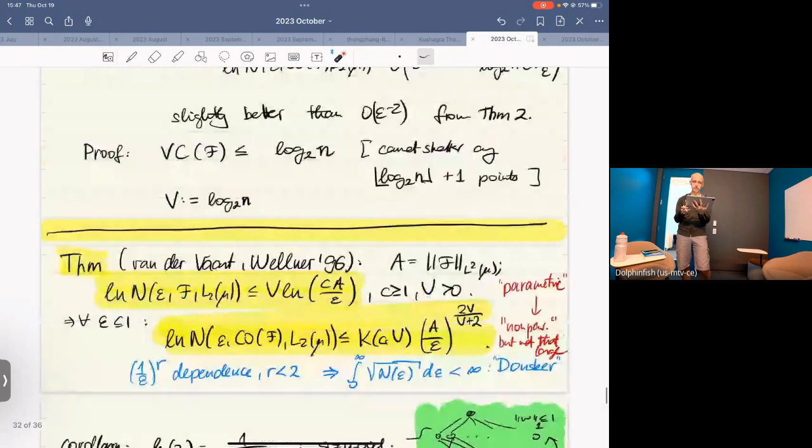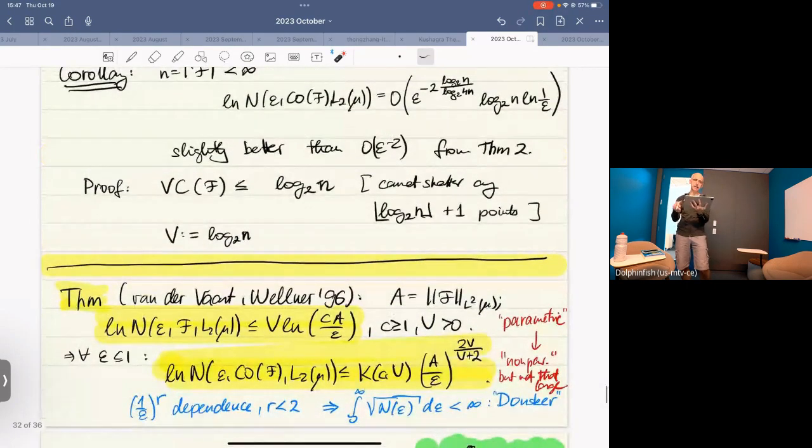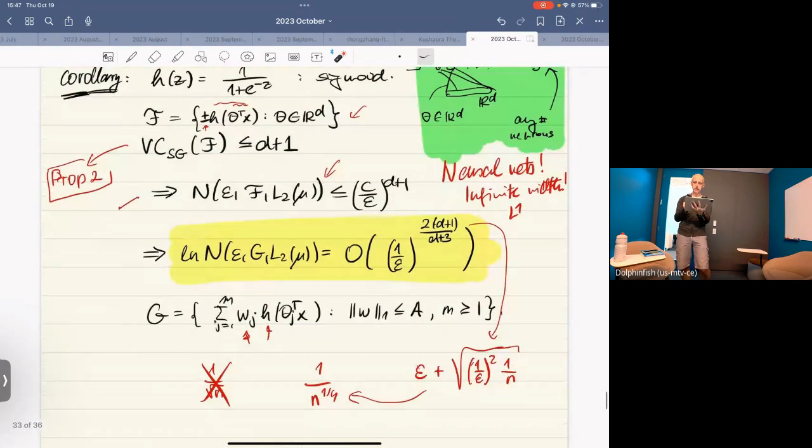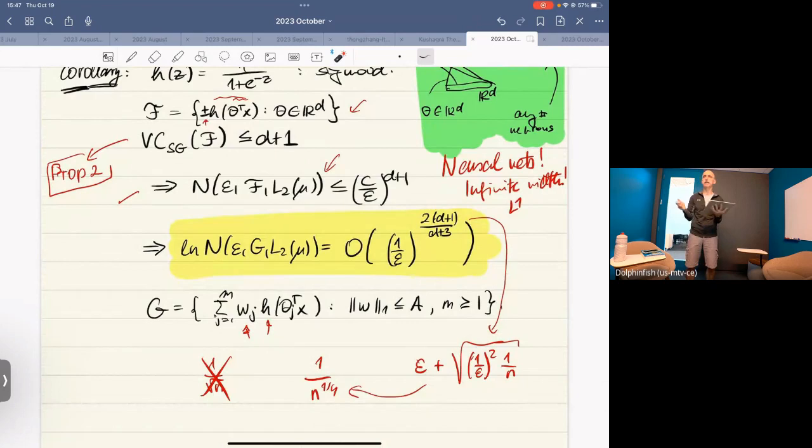So I included some proof, but I'm not sure. Anyway, so here this is just a constant that just depends on C and V. And so you plug this in, and then this is where this comes from. That's it. All right. Okay, so first result, we got some covering number bounds for neural networks with an unbounded number of neurons.